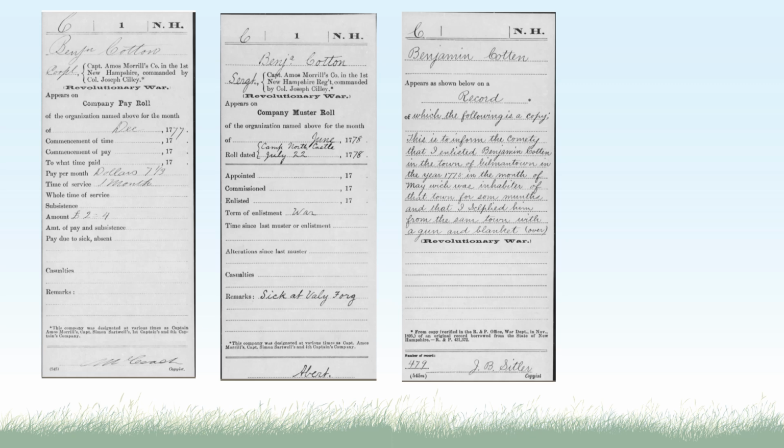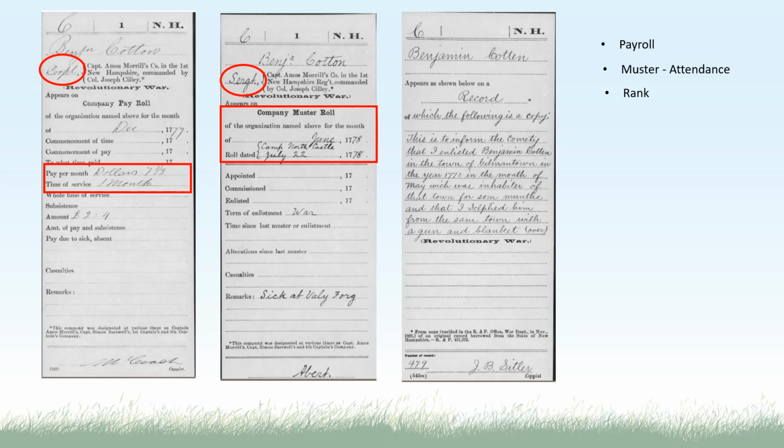On this card here, it's giving you his payroll information, how much he received for a month in the war as a veteran. It's giving you his attendance. So at this time period, in June of 1778, he was at Camp North Castle. It also shows you the rank of your soldier. In here, he was a corporal at the end of December of 1777. And by the time June 1778 came around, he was a sergeant.